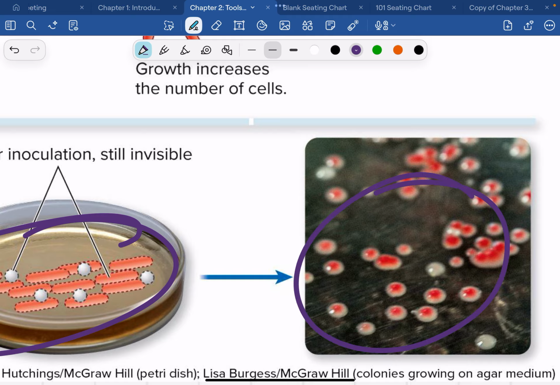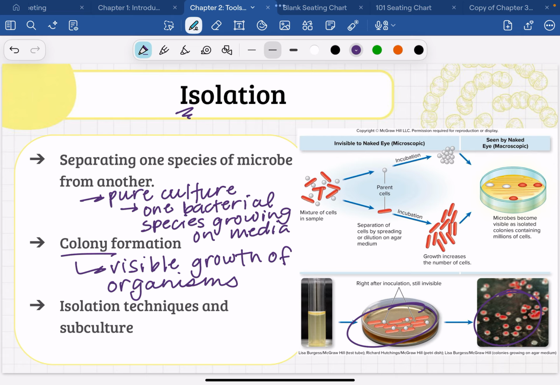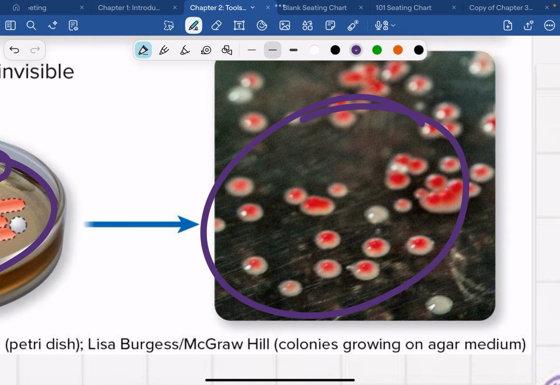And that is going to give us something that is visible. And this visible chunk or glob of bacteria is called a colony. Okay, it's the visible growth of organisms. And so what we'll be left with is something that looks like this.